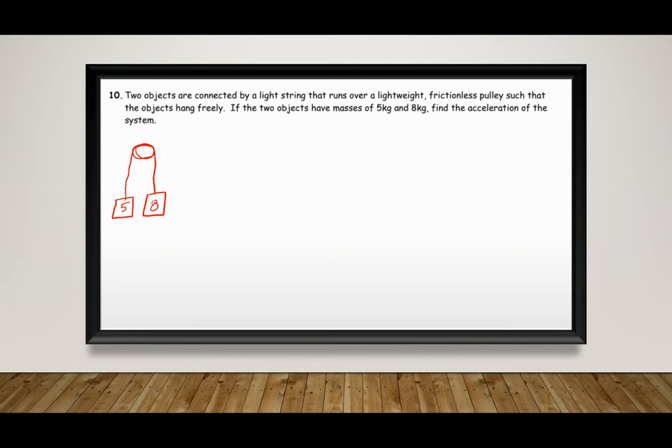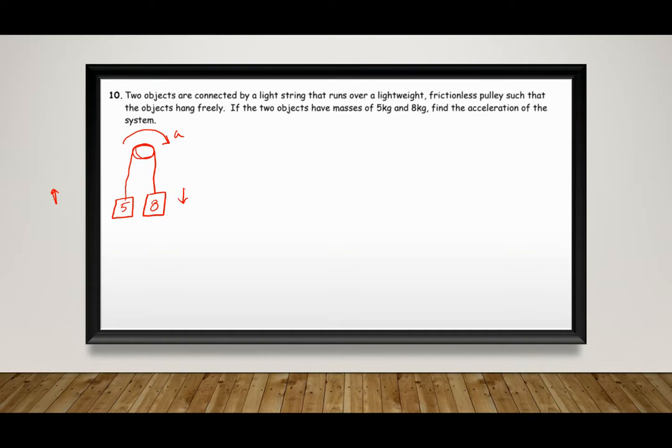So if you think about this practically, which one is going to move down? And the way I look at that is which one is going to pull more on its side? Which one has a stronger force pulling? And the force of gravity on 8 is going to be much stronger. So I know that my acceleration is going to go this way. So this block is going to accelerate that way. This block is going to accelerate that way.